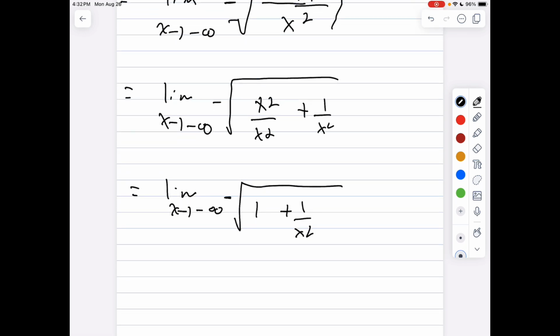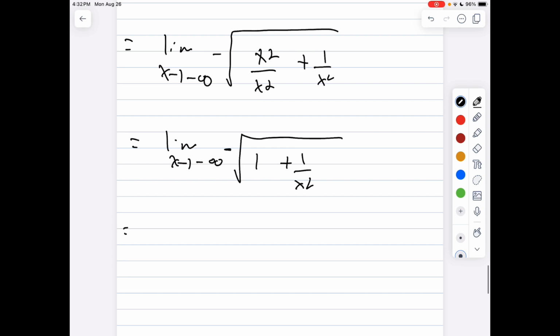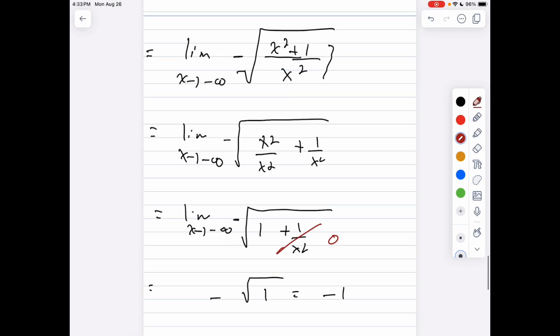And yeah, so we have the limit as x goes to infinity of negative square root of 1 plus 1 over x squared. And that would equal negative square root of 1 or negative 1 because 1 over x squared goes to 0. All right, so that's how that technique works.